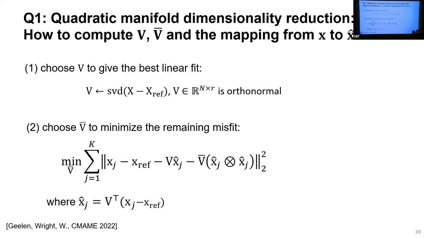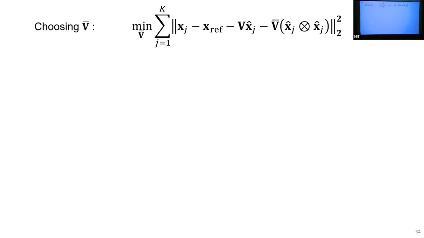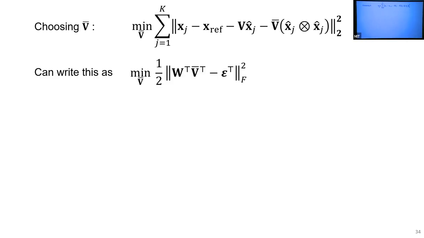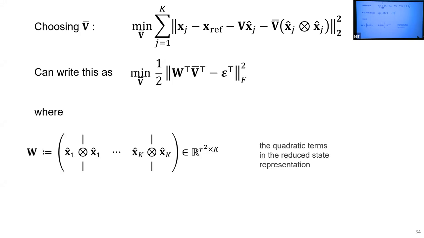So here are the snapshots, the X_j. Here's the approximation with the quadratic model, x ref plus V x hat plus V bar x hat squared. So just taking that difference, minimizing the residual. And because I made this choice up here, by the way, the x hats are nothing but V transpose times the snapshots. Okay, so there's that misfit term again. I'm just going to rewrite it and simplify the notation. So I'm going to introduce here W and epsilon. W are these guys here. These are the quadratic products of the projected snapshot.